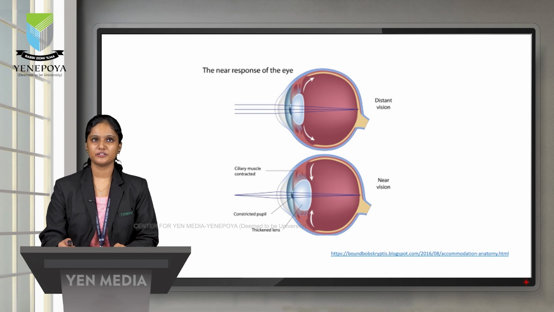So this is what happens during accommodation. While looking at distant vision, the rays come from infinity and are focused on the retina. When we are looking at a near object, the ciliary muscles contract, the pupil constricts and the lens thickens, so that we get a clear image on the retina and are able to focus on near objects. As age increases, the ability to focus on near objects gradually decreases. This will lead to presbyopia.